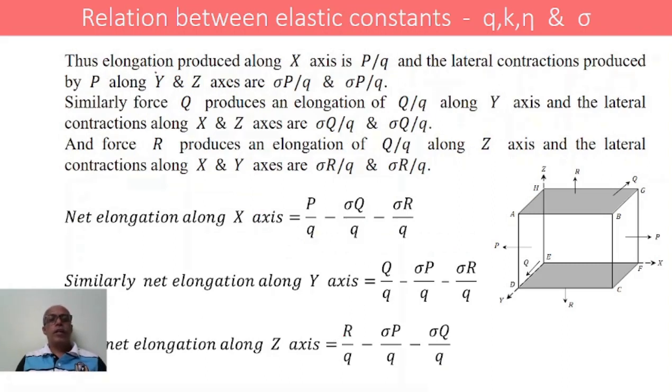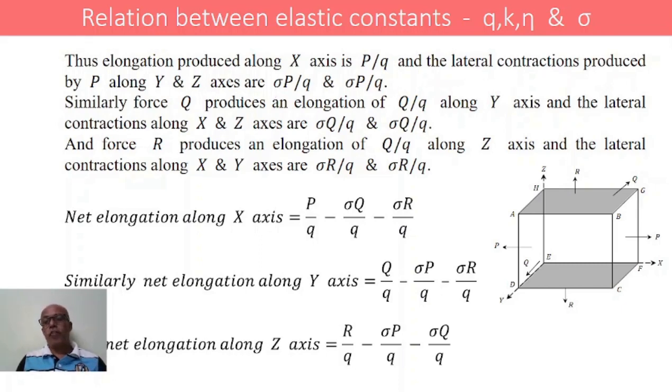Hence, the elongation produced by P along x-axis is P by Q. P by Q is the elongation produced along x direction, and the contractions produced along y and z directions are sigma into P by Q and sigma into P by Q. The lateral contractions along y and z directions are the same.